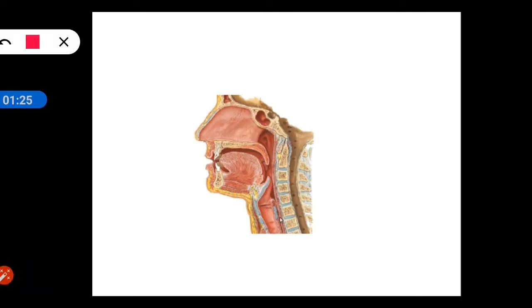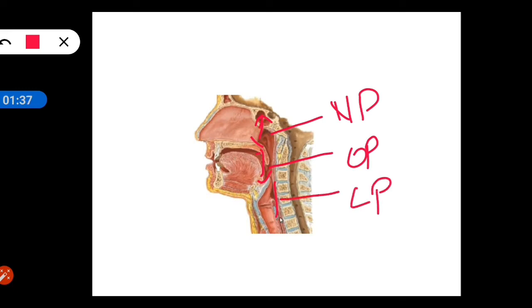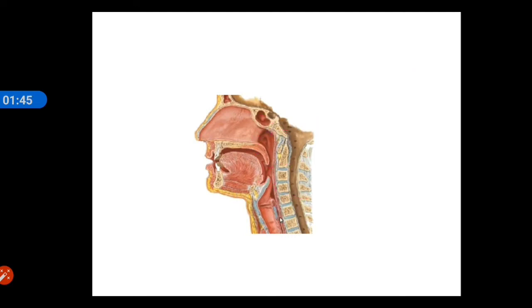Now the pharynx is divided into three parts, namely nasopharynx. So this is the nasopharynx, this is the oropharynx and this is the laryngopharynx. So these are the three parts of the pharynx, namely nasopharynx, oropharynx and the laryngopharynx.